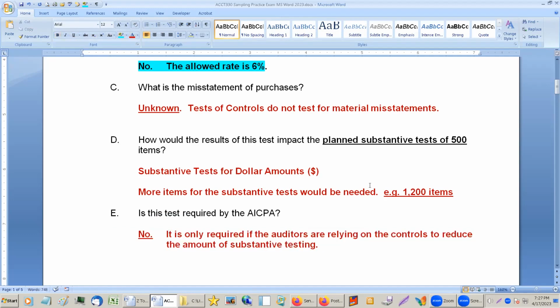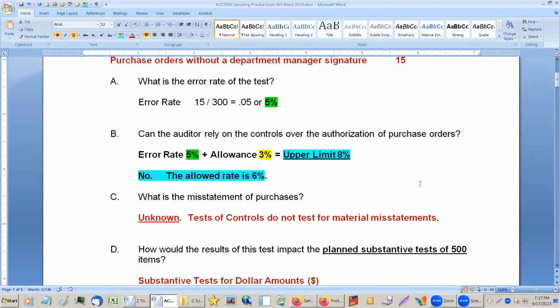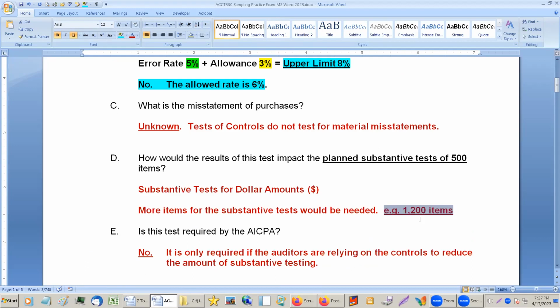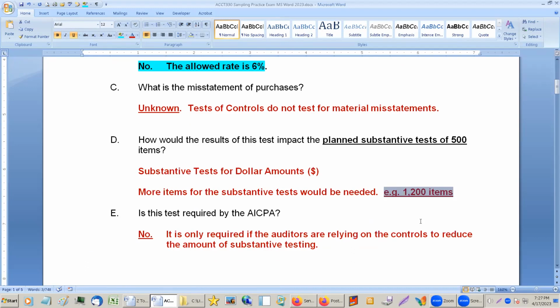for example, before they even started this, they could have just said, look, forget about these tests of controls. Let's just take 1,200 items. If they weren't relying on the controls, they wouldn't need to do this test of controls at all. They're only doing it if they can reduce the amount of substantive testing. You basically only do it if you want to save money. That's really the only reason why you do it.